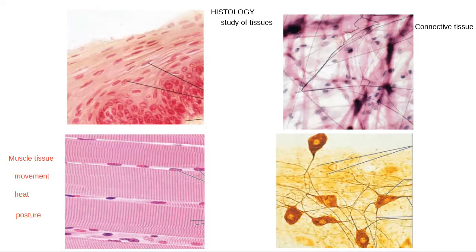But here's some of the things for us to know about connective tissue. Connective tissue has something called extracellular matrix. We know what that word extracellular means. What does that word extracellular mean? Do we remember?